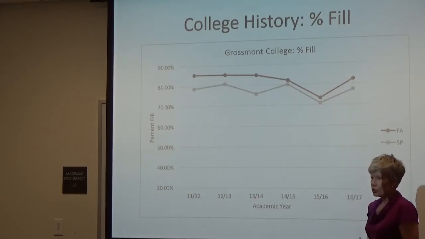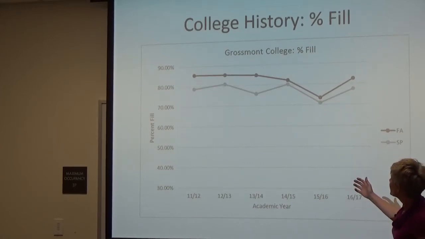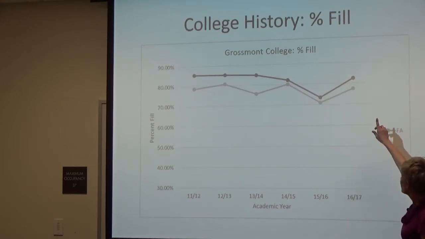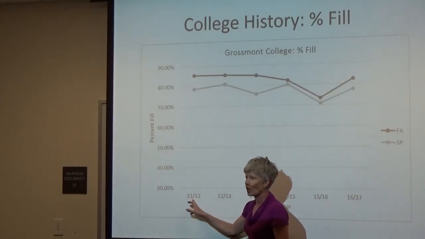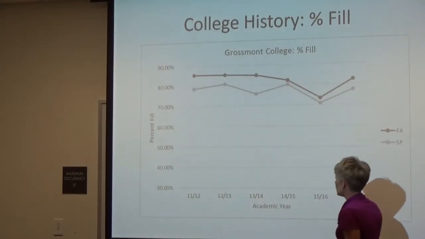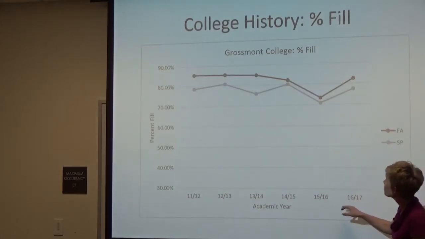So to put your department's percent fill into perspective, this is what the college-wide percent fill has been for a short period of time going back into the past. And we have a fall line that's the dark bars, and the gray ones are spring. And we have academic years, so fall 11, spring 12, fall 12, spring 13, going across. So we have from 11-12 to 16-17, so last academic year.